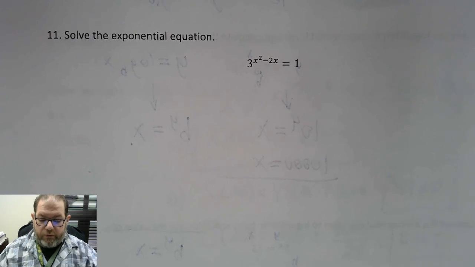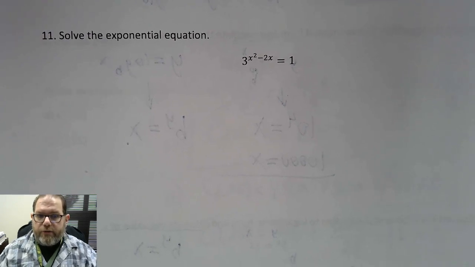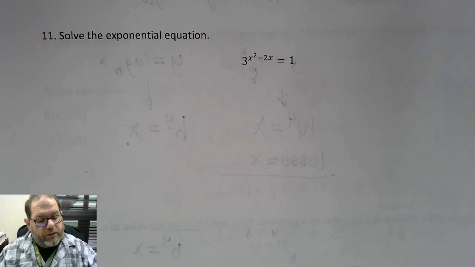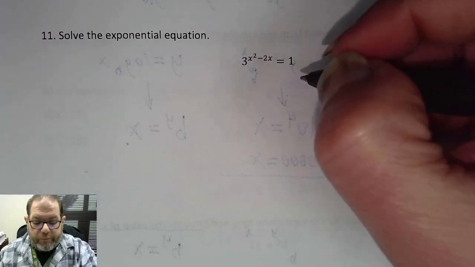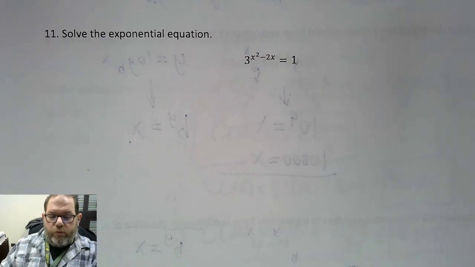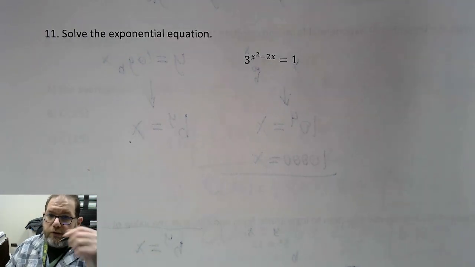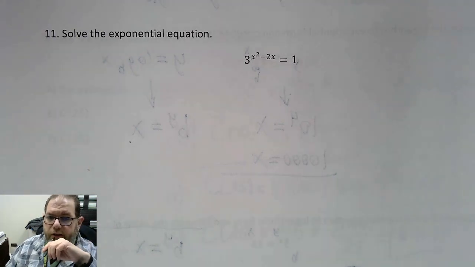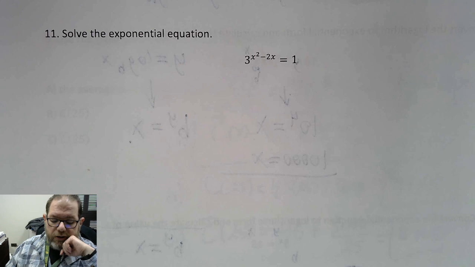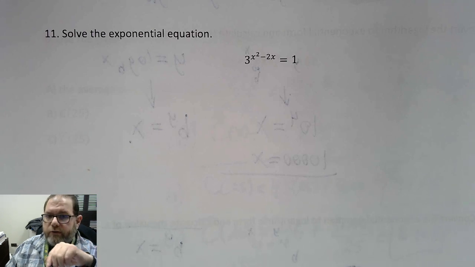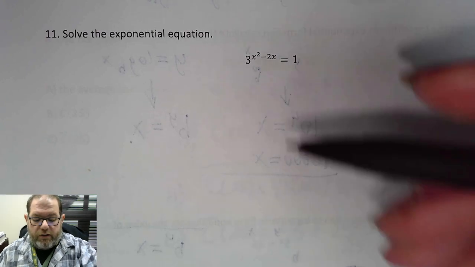So 11, we want to solve the exponential equation 3 to the x squared minus 2x equals 1. Now, one option we have here is to convert it. The second option, which we generally prefer in mathematics courses and applications of mathematics, is in these exponential equations, go ahead and take the logarithm of both sides.